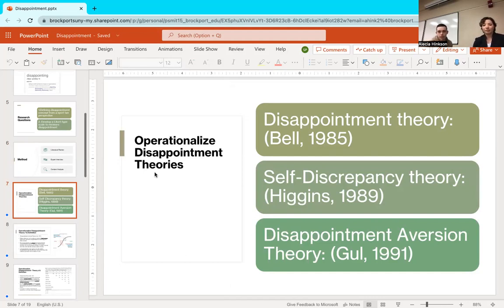The first theory looked at was disappointment theory, produced by David Bell in 1985, then the self-discrepancy theory by Torrey E. Higgins in 1989, and then disappointment aversion theory by Farouk Gul in 1991.